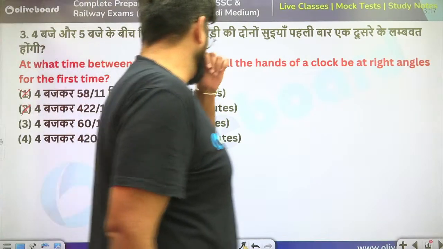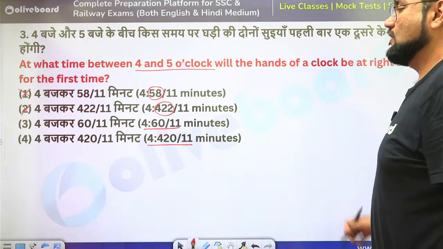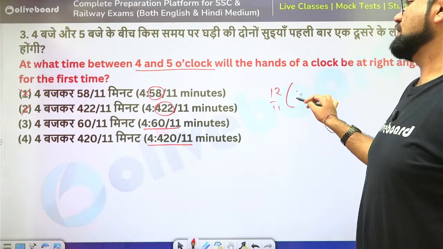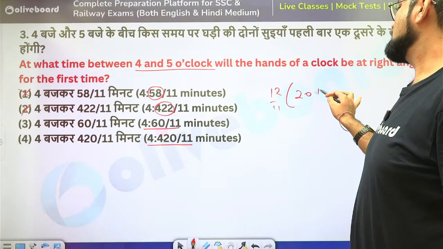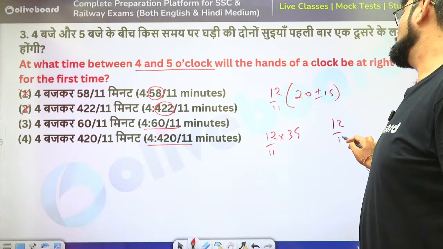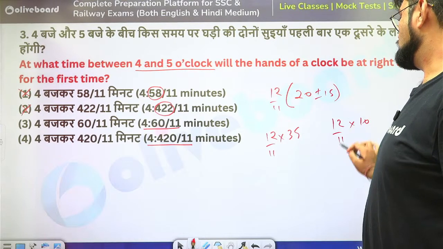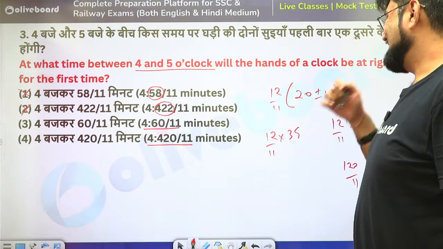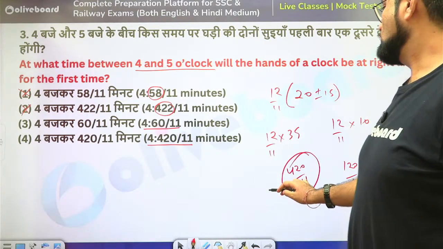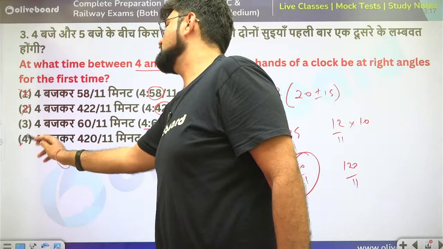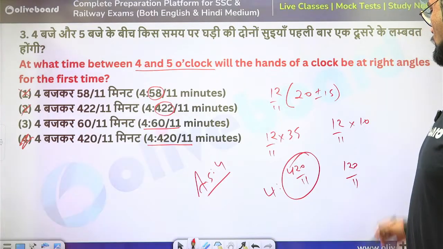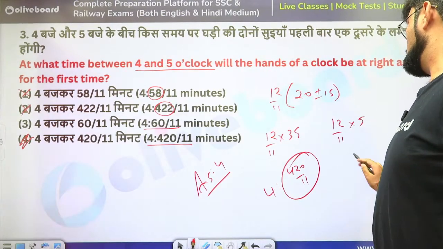Okay. So I will divide this, right? What I will do is I will check it out. So what time between 4 and 5? So it is 12 by 11 into gain is 20, 4 into 5 and right angles means plus minus 15. So we'll have to check for both of them. 12 by 11 into 35 and 12 by 11 into 10. So this is 120 by 11 and 360 plus 60, 420 by 11. So this is 4 hours, 420 by 11 minutes. This should be the correct answer. Option 4, correct? Oh no, sorry, my bad. This is 5. So this is 60 by 11.